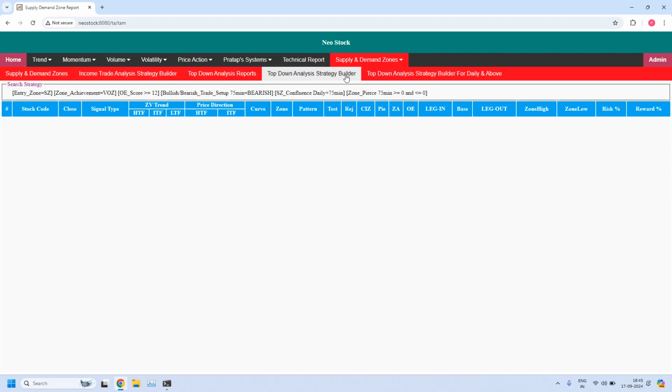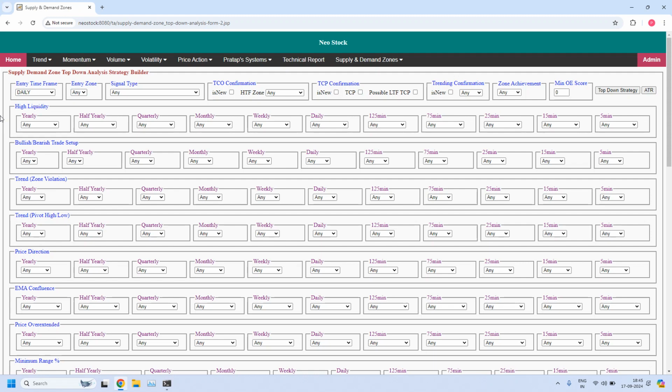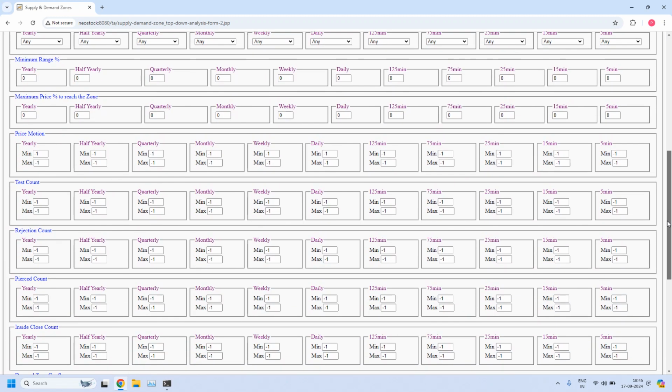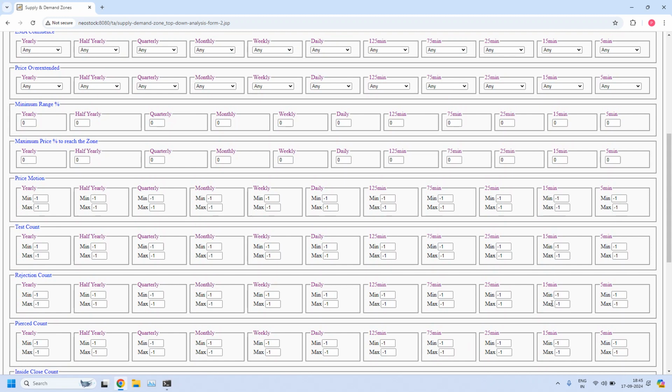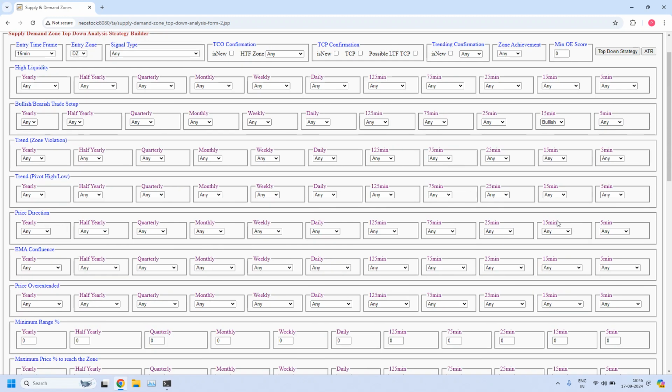Fine. And the next report, daily income trade, bullish trade setup, entry time frame is 15 minutes, bullish trade setup demand zone. In bullish or bearish trade setup at 15 minutes time frame, I am selecting bullish. The 15 minutes demand zone should not be pierced. So in the pierced count, 15 minutes time frame, minimum value I am setting 0, maximum value 0. That means the zone is not pierced.